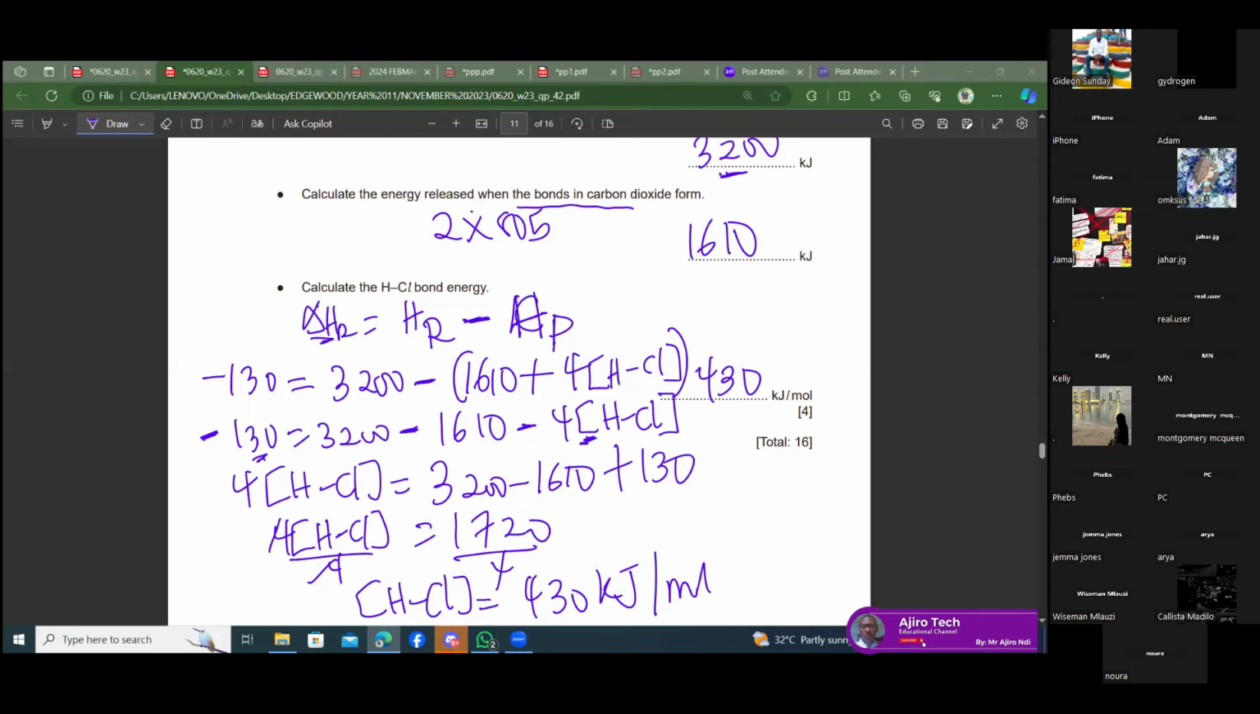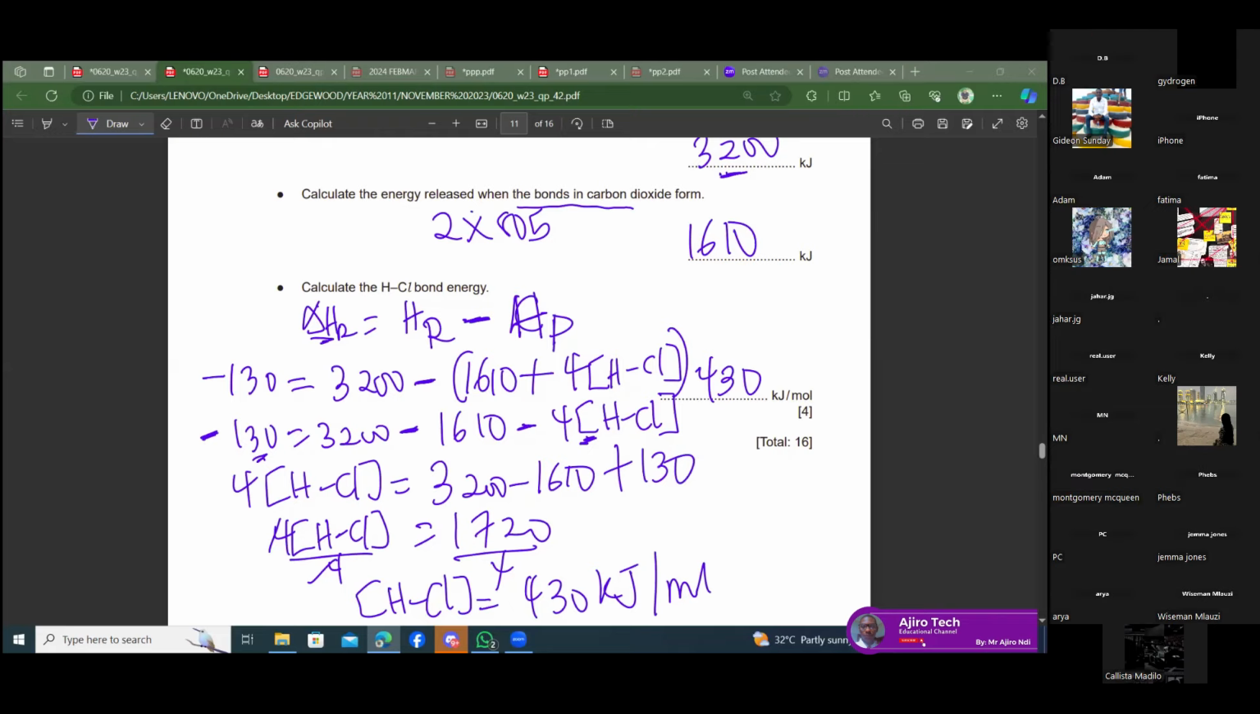Again, test for saturated and unsaturated hydrocarbons, using aqueous bromine. So you have to know what happens. Remember, it polarizes the unsaturated one, it polarizes bromine water. So it moves from orange to colorless. You have to know that.